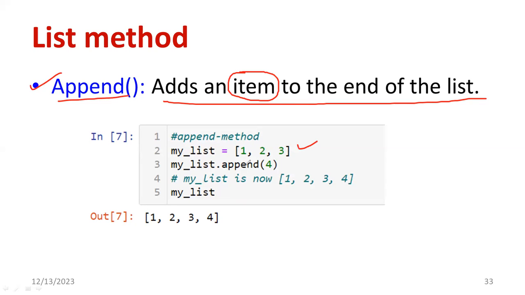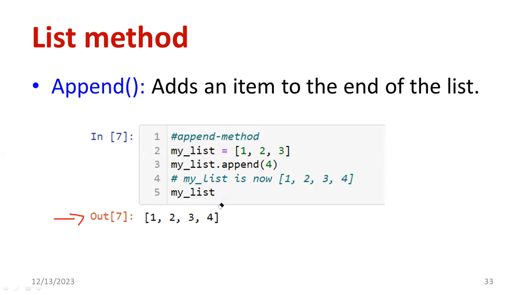So what do I have to do? I need to use the command my list dot append 4. That means we already have 1, 2, 3, and along with that, 4 is going to be added. If I call my list again, I'll get the complete updated list: 1, 2, 3, 4. So the append operation is easily possible in the case of a list. That is why we can say a list is mutable. It can be changed.